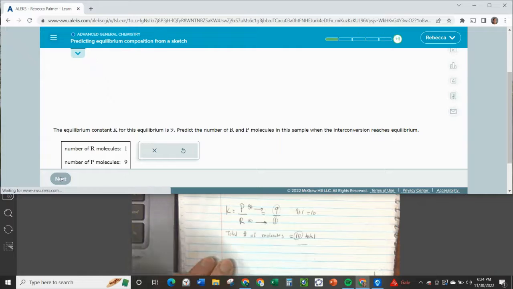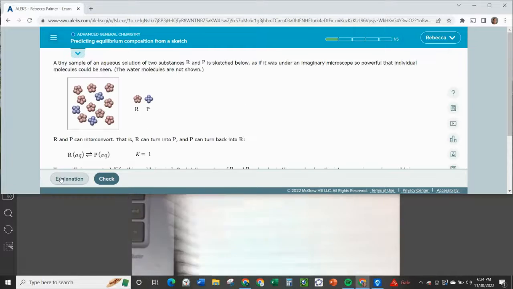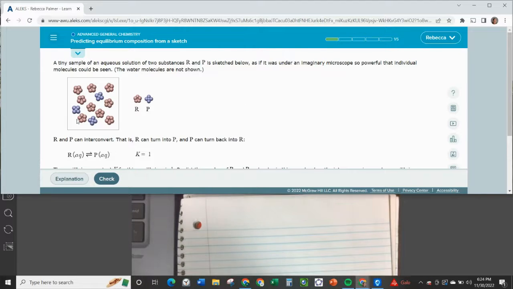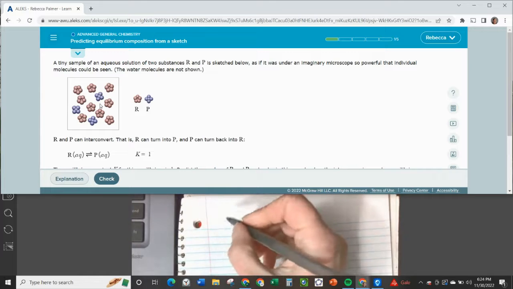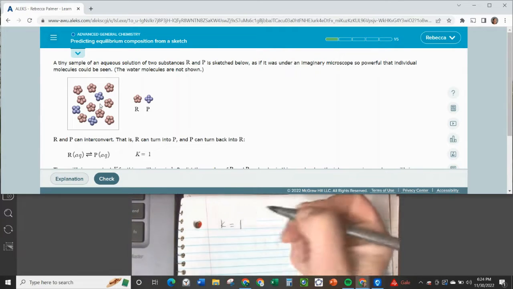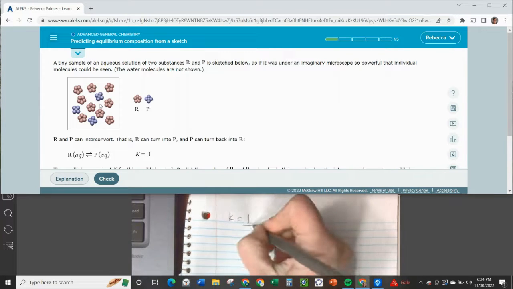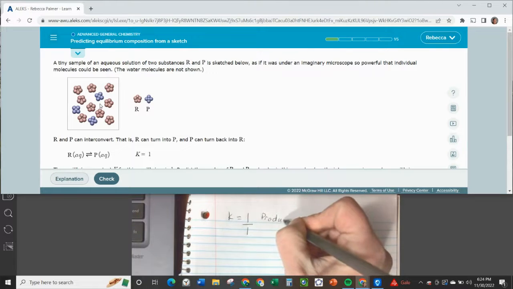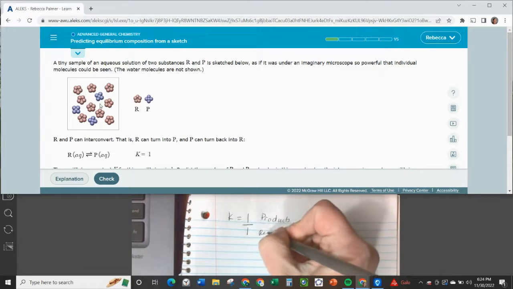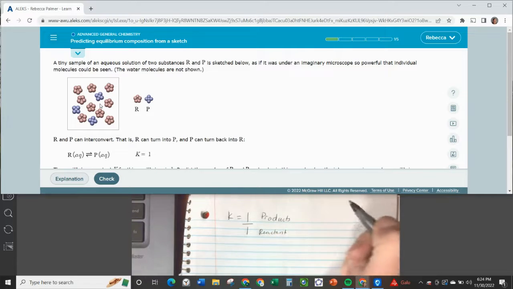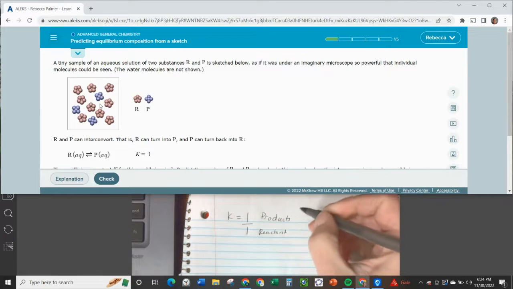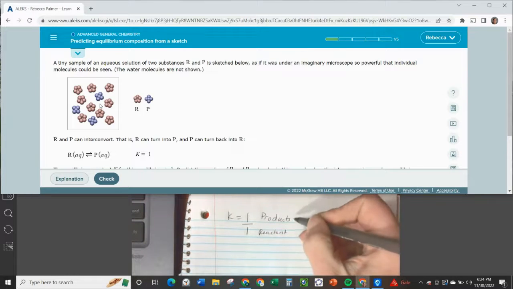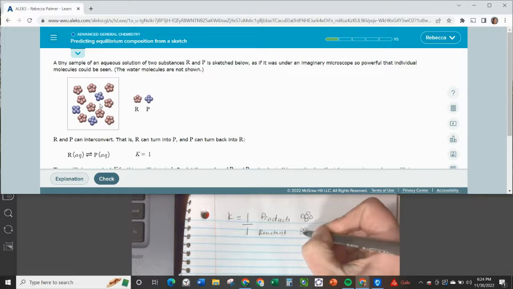Okay, let's look at another one of these. These are confusing. So here we have an equilibrium constant of 1. So that's like we have 1 to 1. We have 1 product, remember products go on the top, for 1 reactant. Products look like something like this. Reactants look more like a flower.